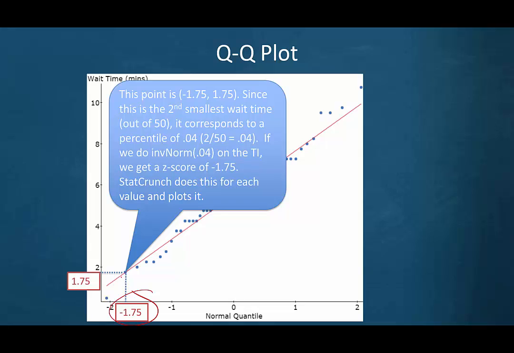If we look up to our red line, this should correspond to 1.75 on the data set. In fact, on this one, it's practically right on the money. Not all of them are like that. StatCrunch does this for each value it plots. They're rarely going to be exactly on the line, but we're looking for a pattern, a trend for the data like we normally do in statistics.